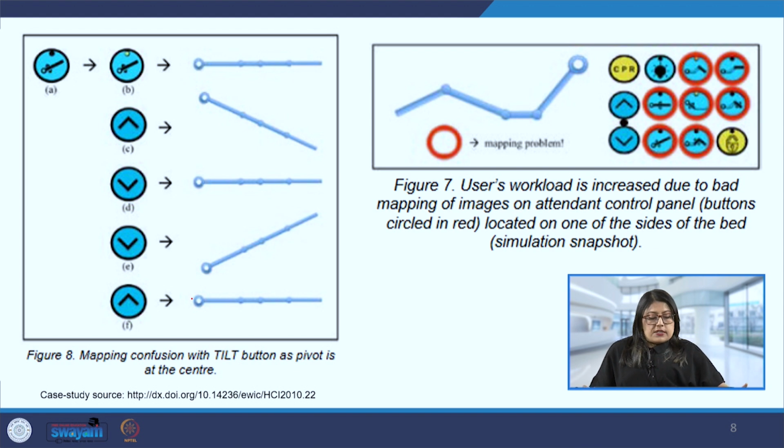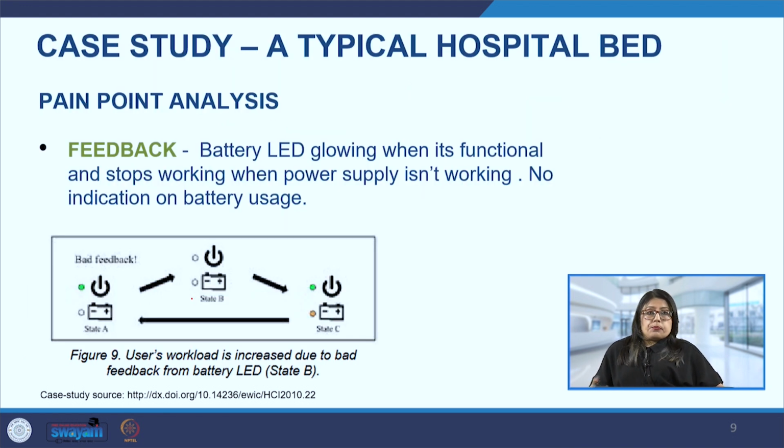In the other figure, figure 7, we can see how the workload of the user is increasing. We can see the red circles around the buttons. They are the ones causing a lot of confusion to the user, because they are not able to map them onto the patient on the bed, or the structure of the bed itself. So that was very confusing. The next pain point was the feedback. This battery LED glowed when it was functional, and then it just stopped functioning altogether.